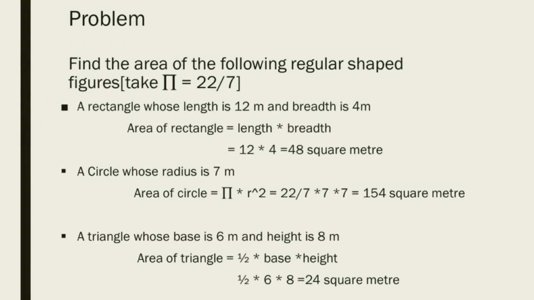A triangle whose base is 6 meter and height is 8 meter. So what's the formula to find the area of a triangle? As it is 1 by 2 into base into height. Substitute the values of base and height in the formula. 1 by 2 into 6 into 8. 2 and 6 are going to be cancelled out. So 3 into 8 is equal to 24 square meter.